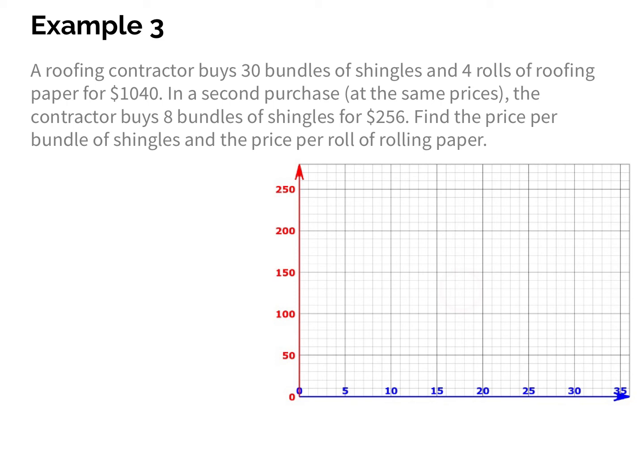So first thing I'm going to have to do is write the system of equations. So the first sentence essentially gives me one of them. 30 bundles of shingles, 4 rolls of paper for $1,040. So think about the shingles as being my one variable, call it x, and the roofing paper as being my second variable, call it y. So when I write this as an equation, it's going to be 30x plus 4y equals 1,040. Right? That's just talking about the money, where x and y are going to represent the price of each one. Now my goal is I have to graph this. Okay, now there's 2 ways to graph this.